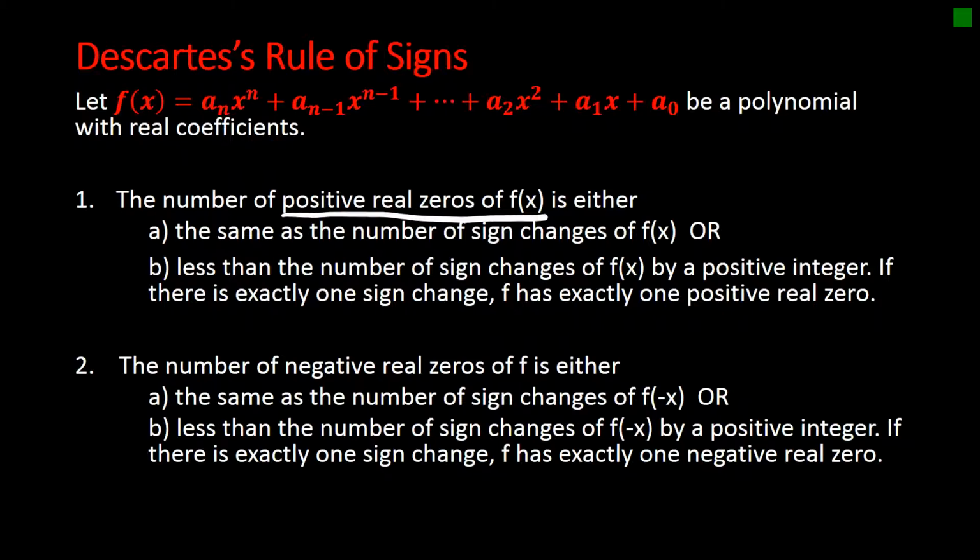If there's exactly one sign change, f has exactly one positive real zero. The number of negative real zeros will either be the same as the number of sign changes of f of negative x or less than the number of sign changes of f of negative x by a positive integer. Again, if there's exactly one sign change, f has exactly one negative real zero. Let's look at a couple of examples.